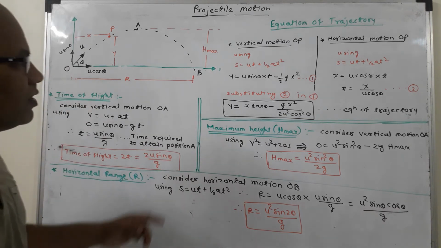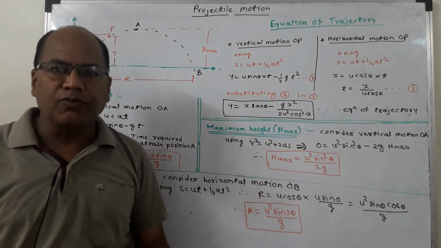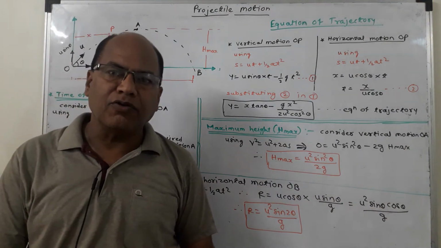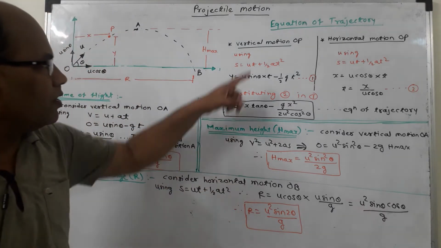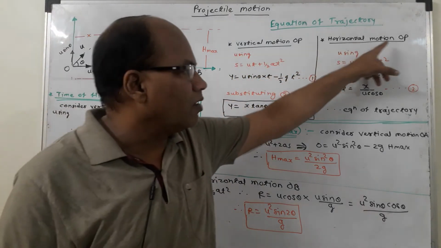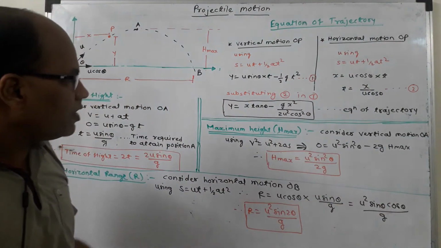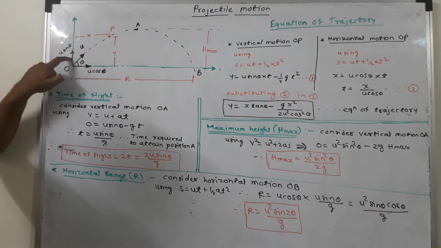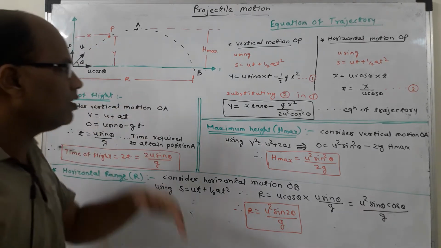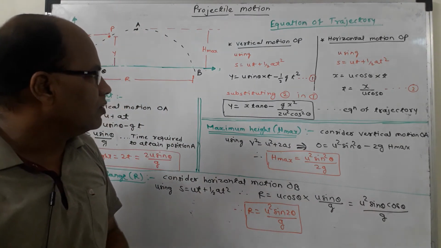Now in order to get the equation of the trajectory, I am considering these two motions, that is the vertical motion OP and the horizontal motion OP, separately. Vertical displacement, that is y, will be because of the vertical component of velocity, whereas the horizontal displacement will be because of the horizontal component of velocity.